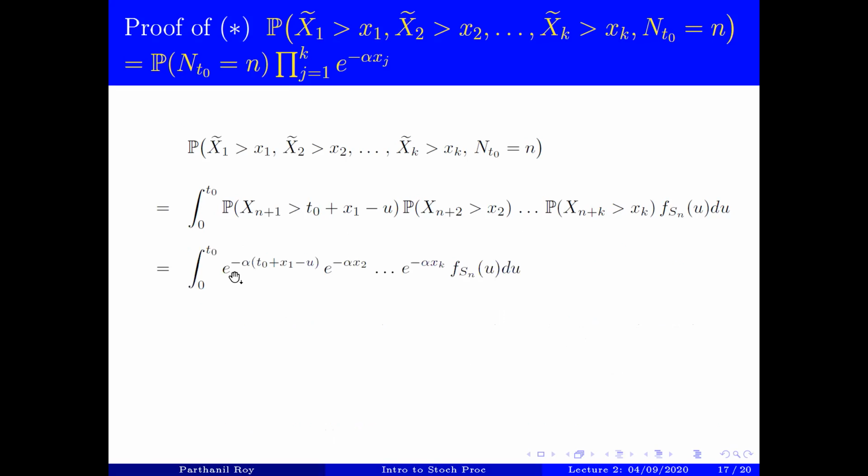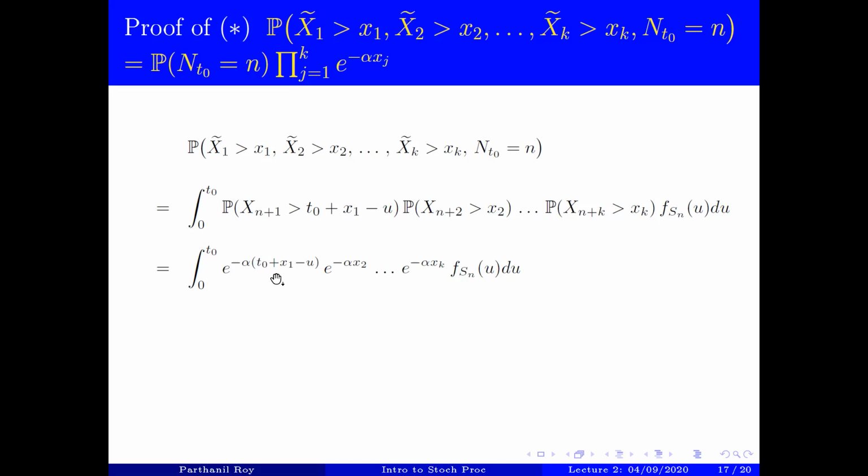So if you do that, this is what you're going to get, except that I'm not going to write down the gamma density. I'll just write it as FSNU. It's a gamma density, but we are not going to write it down. But all the survival functions of exponential at different points, these are all exponential, xn plus 1, xn plus 2, xn plus k, all exponential random variables with parameter alpha.